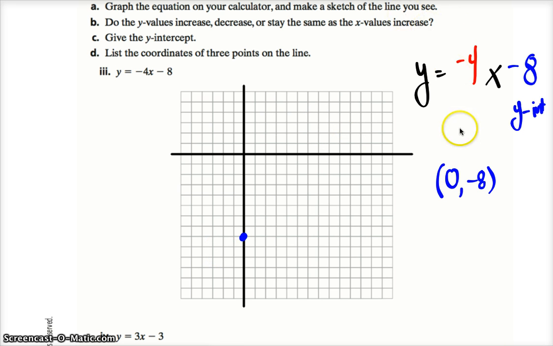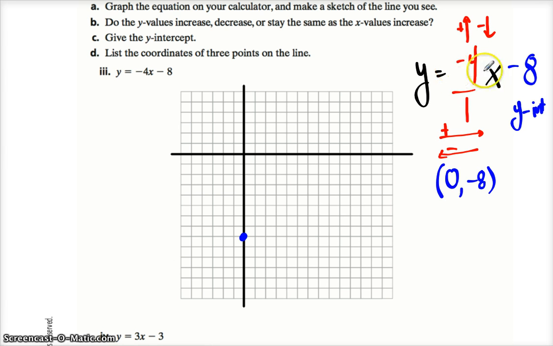Okay, so this is 0, 8. That's my first point there. Now, remember, this is my change in x and my change in y. I'm going to make that into a fraction, and I'm going to put that over 1. If it's a positive, it goes up. If it's a negative, it goes down. If this is a positive, it goes to the right. If it's a negative, it goes to the left.